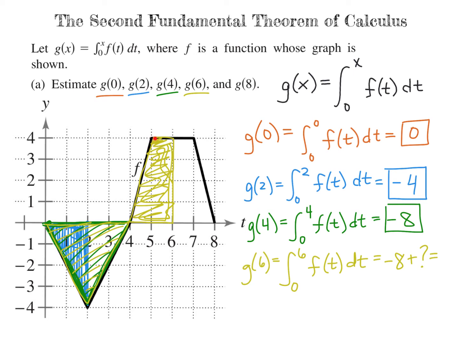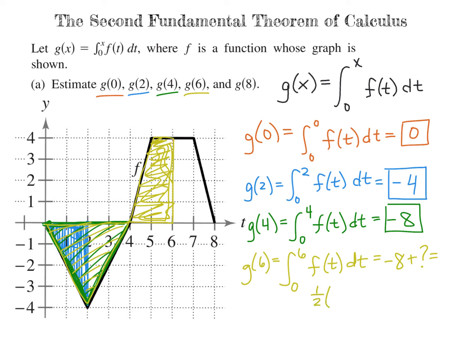So finding the area of this trapezoid here, we need the height of the trapezoid, and then we need the bases. The two bases of a trapezoid are the parallel sides. So one of the bases will be 2, the other base will be 1. The height of this trapezoid here is 4.